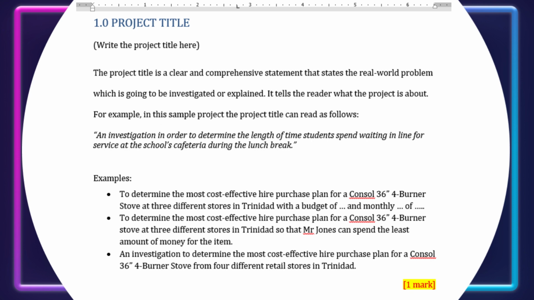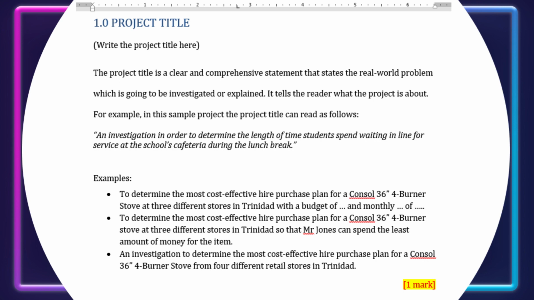Next, the project title. This is weighted as 1 out of the 20 marks. Be sure that your project title is clear and detailed. It must tell about solving or investigating a real-world problem. You must be specific about the real-world problem. Here are some examples. 1.